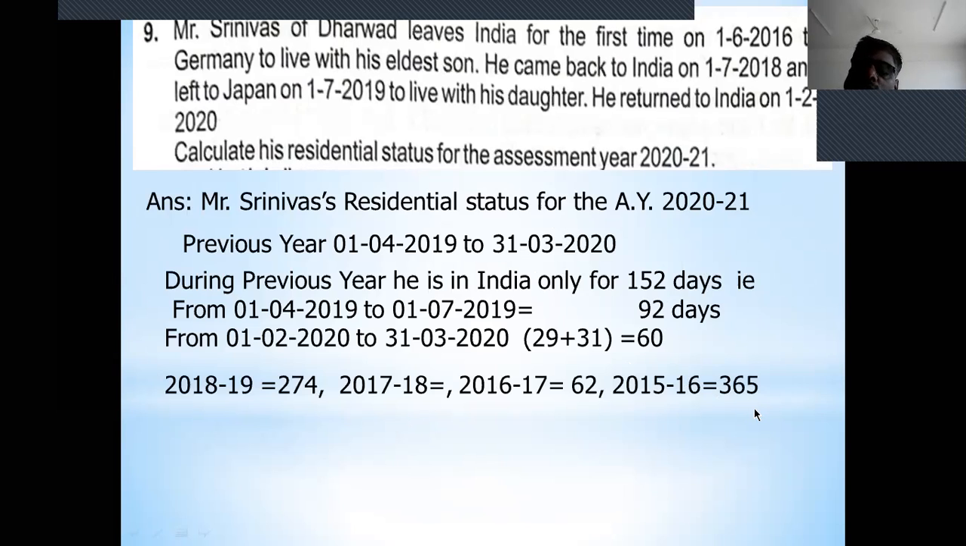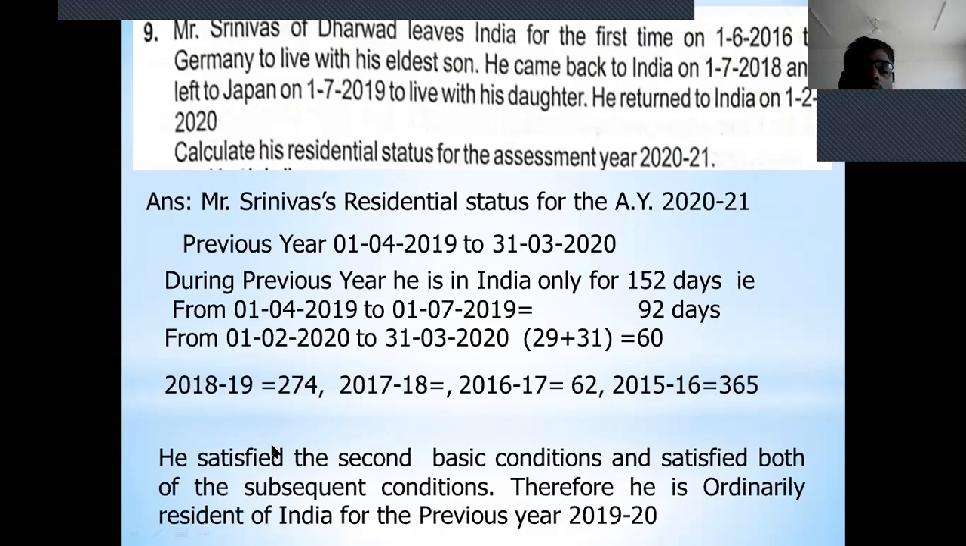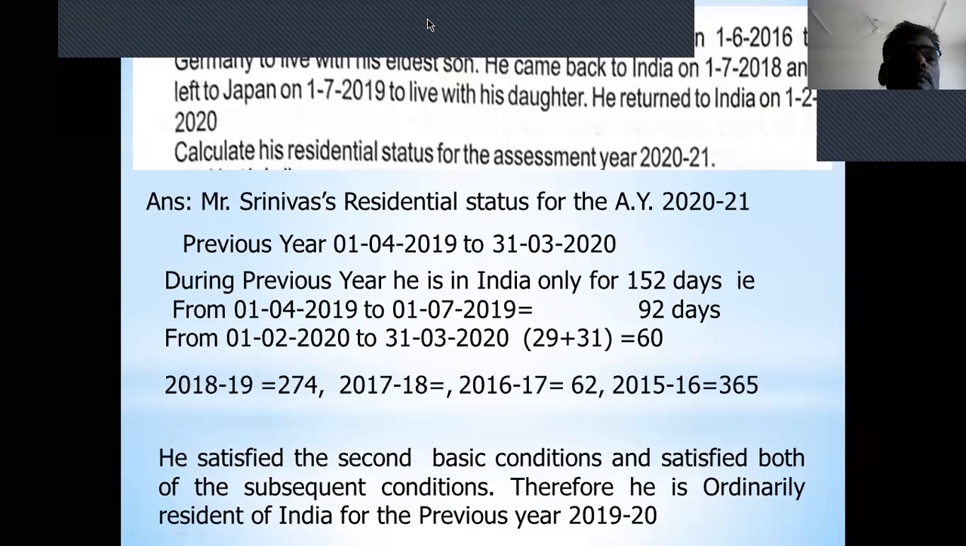So the second condition is satisfied, and he satisfies both of the subsequent conditions because he is a resident of Dharwad in the previous period. So I write that he satisfied the second basic condition and satisfied both of the subsequent conditions. Therefore, he is ordinarily resident of India for the previous year 2019-20. Okay. Clear?